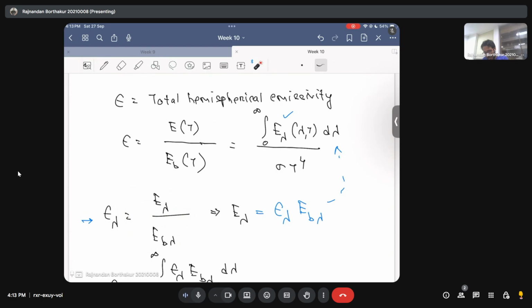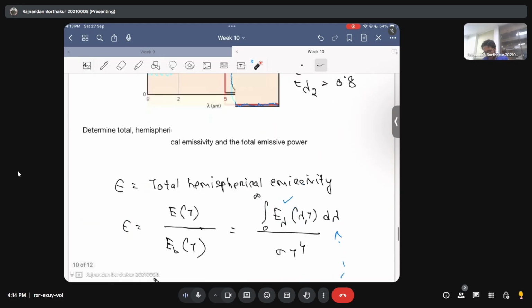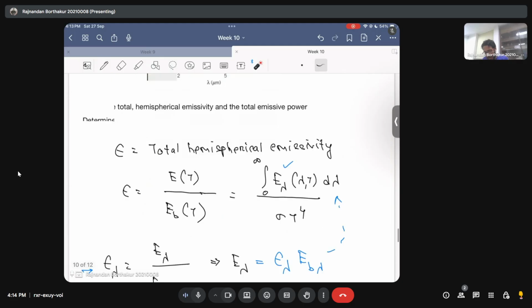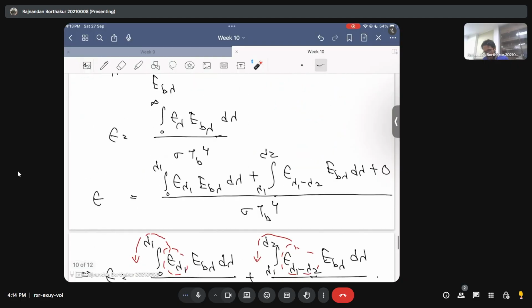And then we wrote this spectral emissive power of the real body as the function of the spectral emissivity times the spectral emissive power of a black body. And then we wrote this integral from 0 to infinity as integrals written in these bands, and we know that after 5 micrometer this is equal to 0, so we just kept the integrals from 0 to lambda 1 and from lambda 1 to lambda 2.